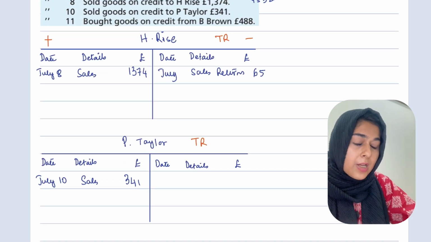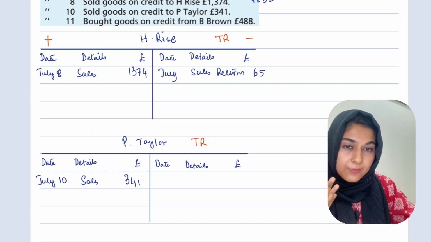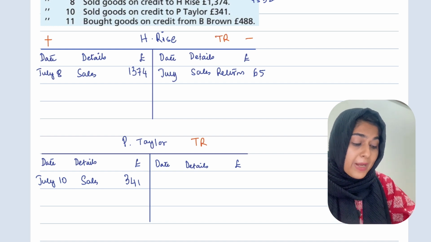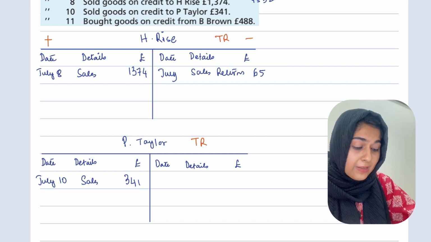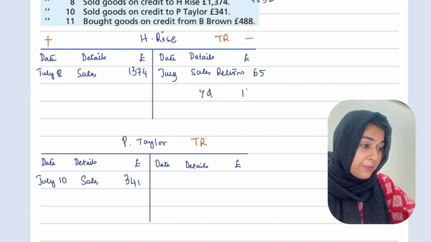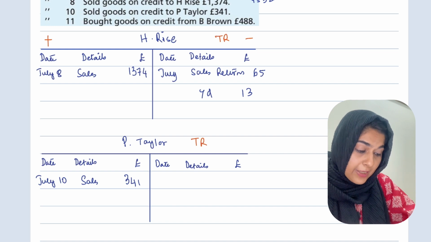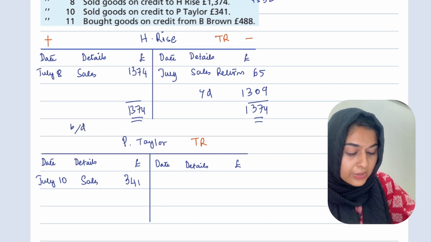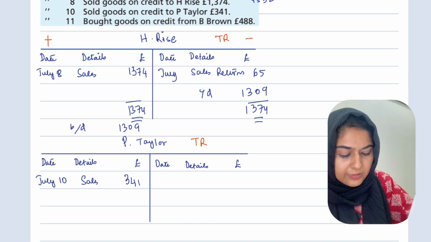H Rise जो है trade receivable है. Trade receivable assets are normally heavy on the debit side. So what you do is 1374 minus 65 gives me carried down of 1309, और ये बैलेंस हो जाएगा 1374 पे, और फिर हमारा brought down आ जाएगा 1309 again, and this will be August 1.